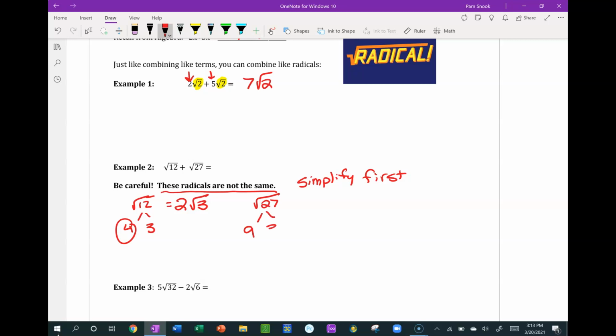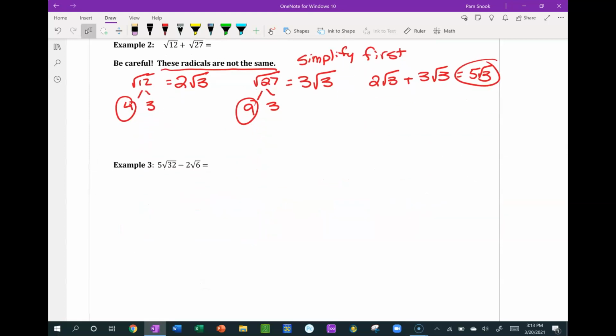That becomes a 9 times 3. 9 is a perfect square, so square root that, I get 3. And then the other 3 is stuck under the radical. So when I add these two together, I'm actually going to get 2 square root of 3 plus 3 square root of 3. Now I have like terms. Add the coefficients, and I get 5 times the square root of 3.